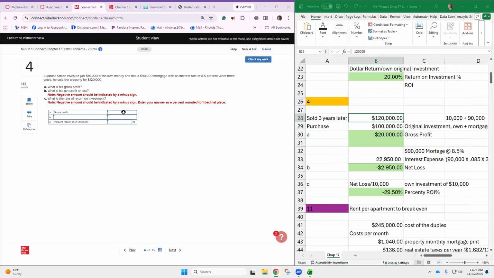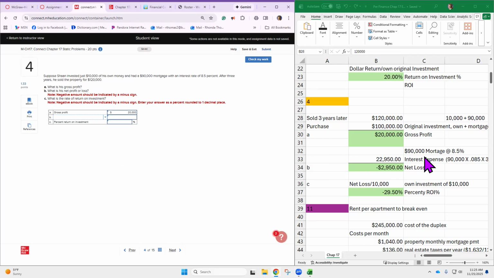So the gross profit, now notice, gross profit is dollars, unless they say gross profit percentage. Let's just go with what they say. So they just want to know, over 3 years, they made a gross profit of $20,000. Then the next piece is, what is his net profit?